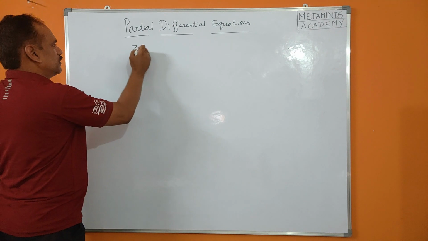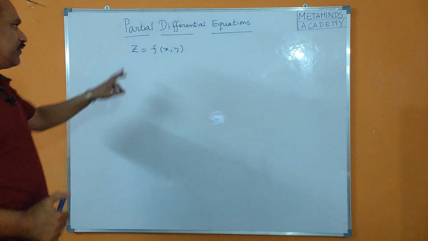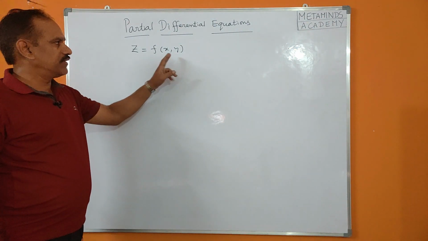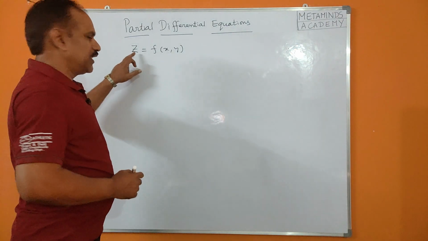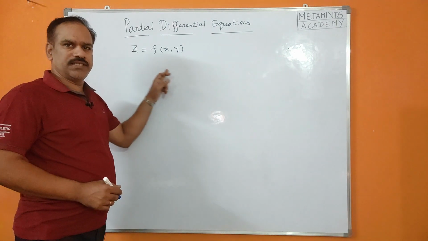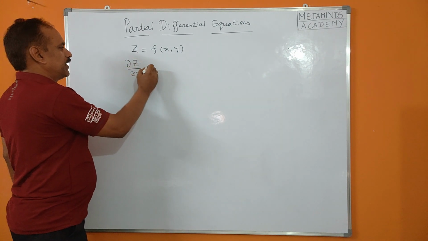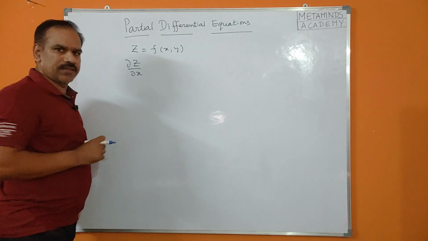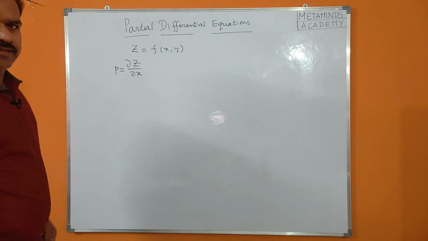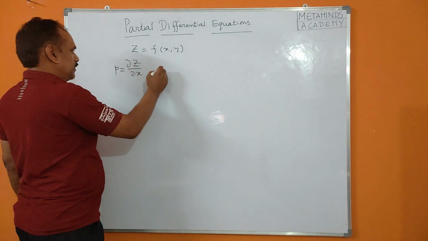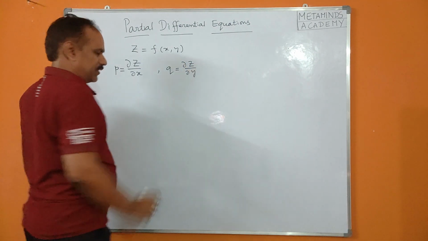So suppose you take a function z equal to f of x, y. Here z is a dependent variable depending on x and y. X and y are said to be independent variables. You can differentiate z with respect to x or with respect to y. Suppose you differentiate z with respect to x, what do we get? Dou z by dou x. We name it as p, lowercase letter p. That is the standard notation. And q is used to denote dou z by dou y.